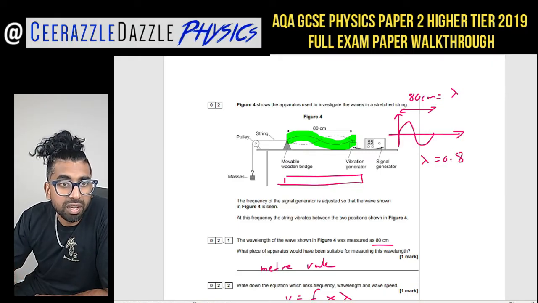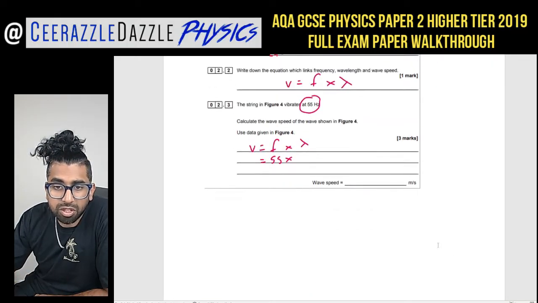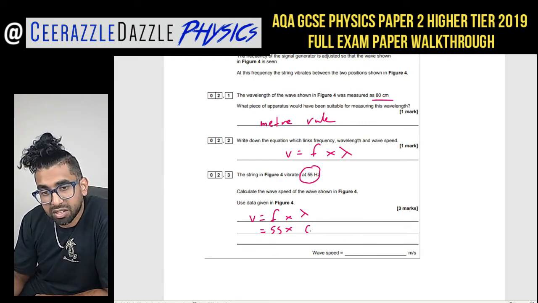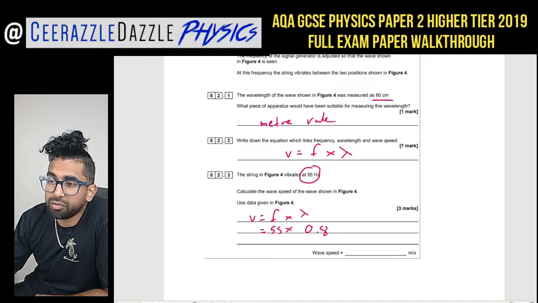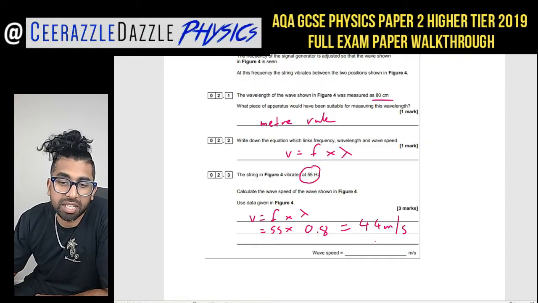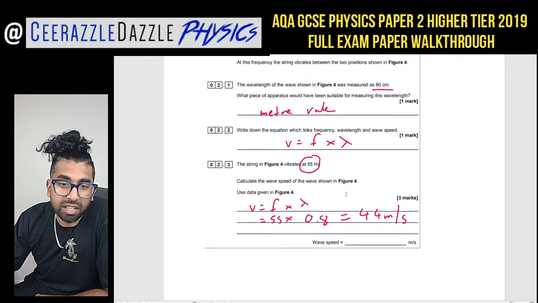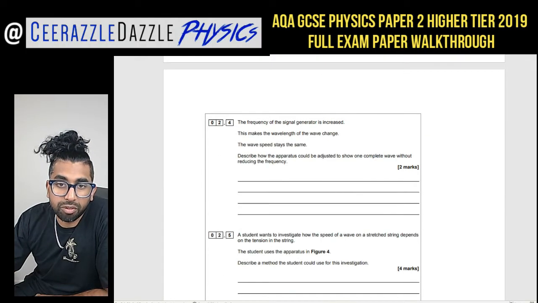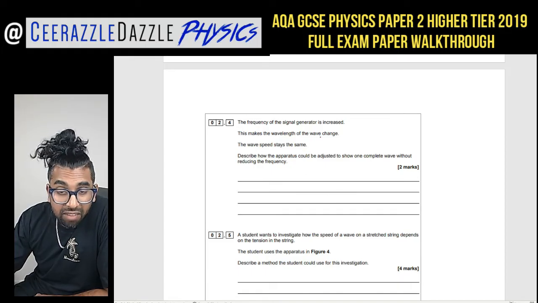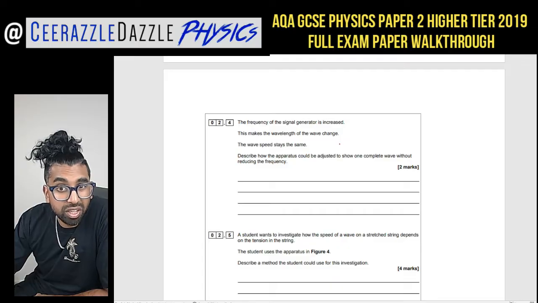Excellent stuff. Right, so scrolling down, this one's going to be 55 times 0.8. We're going to get the answer of 44. So the answer is going to be 44 meters per second. Next one then, let's go for 2.4. The frequency of the signal generator is increased. This makes the wavelength of the wave change. So you increase the frequency.